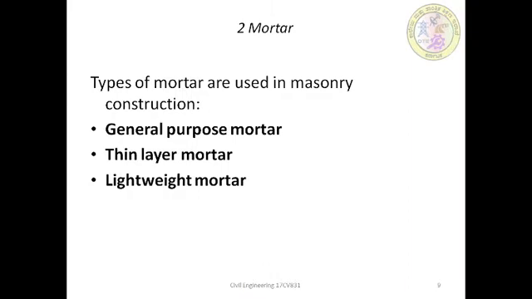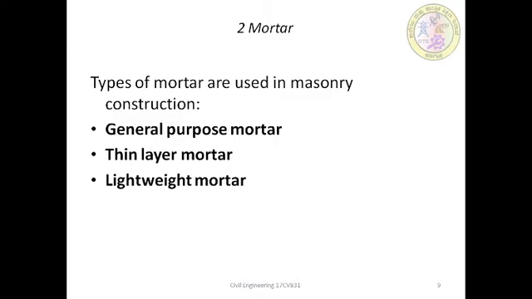Next comes mortar. Mortar is nothing but a mixture of an inorganic binder like lime or cement, then aggregate and water, which binds the masonry units together. Sometimes some additives are also added to the mortar to improve its workability or for other reasons. Then, according to classification, different types of mortars are used in masonry construction.